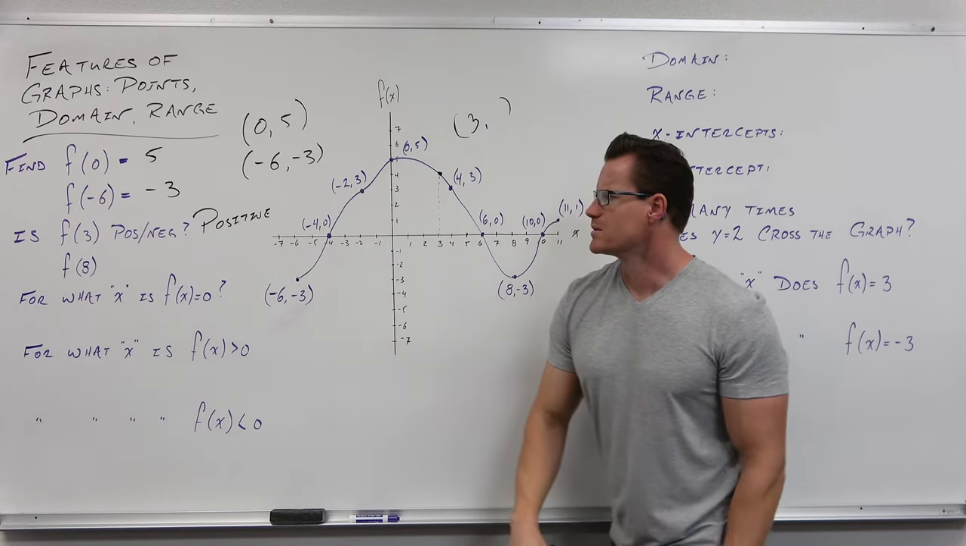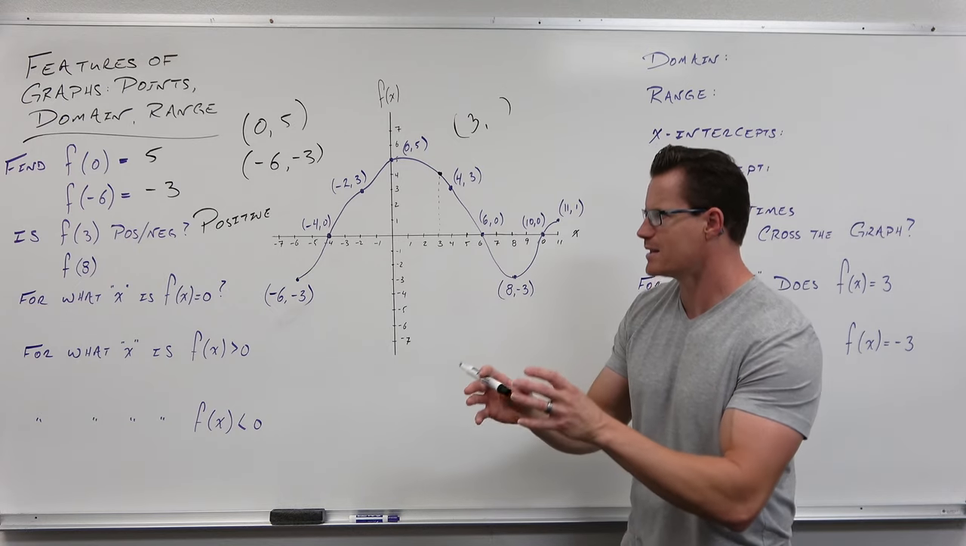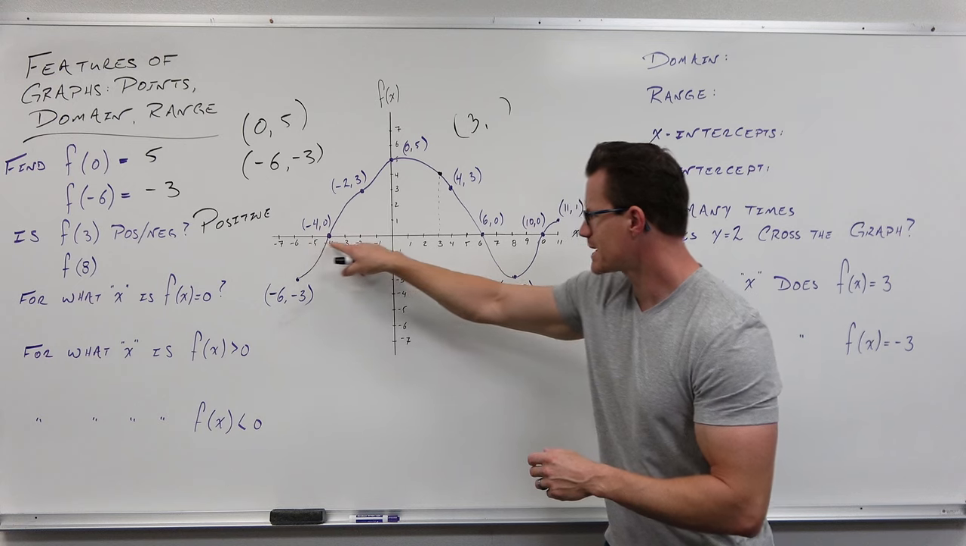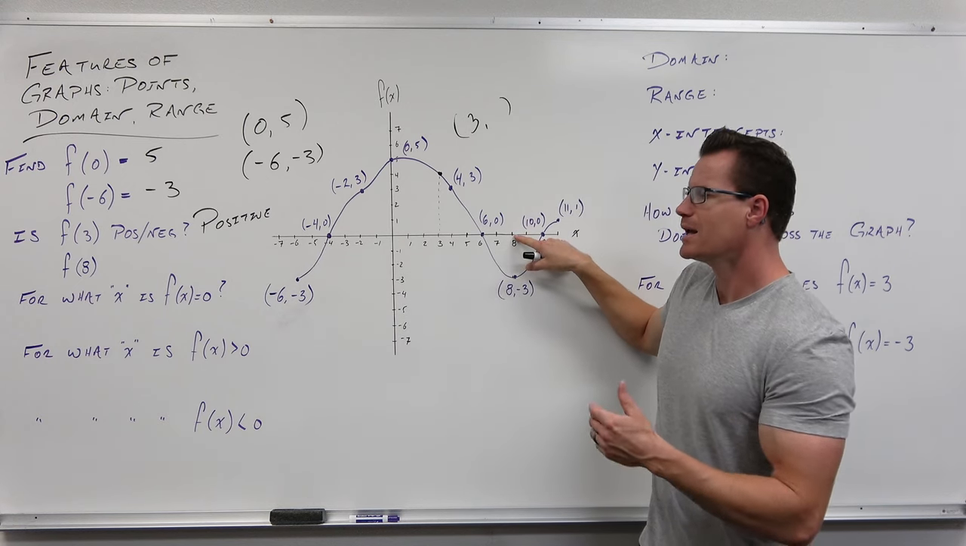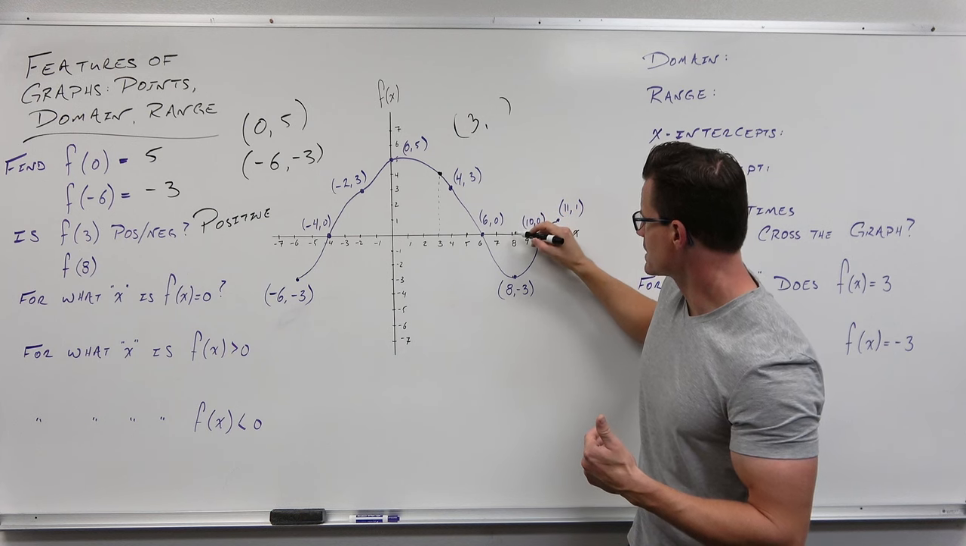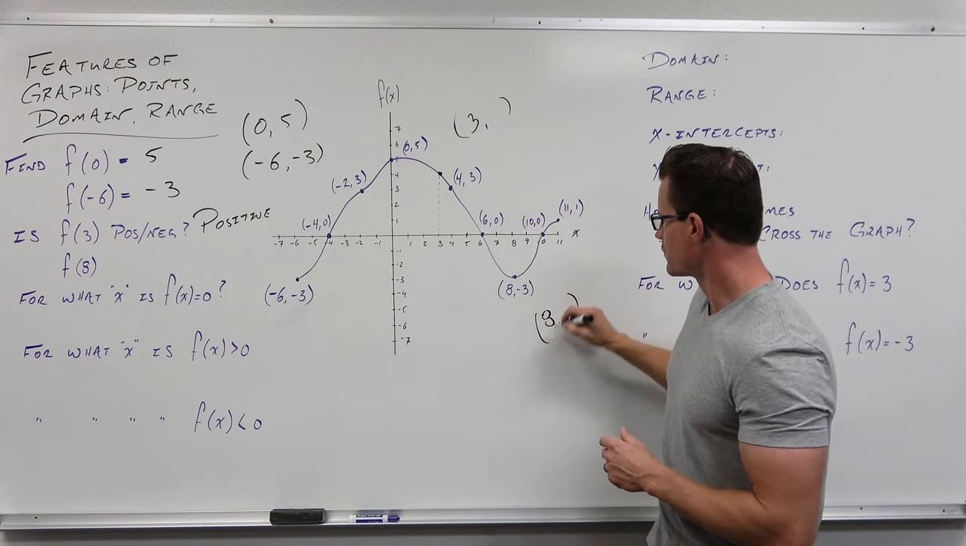For f of 8, we do the same thing. We go, all right, well, tell me what the output is. If our input is 8, the function's going to give us some sort of an output for the input of 8. I'm going to go to my x-axis for an input of 8, and it's asking, is that output value positive or negative? Well, when we look at 8, it says, I want to complete a point where we have 8 comma something. It's actually done for you.